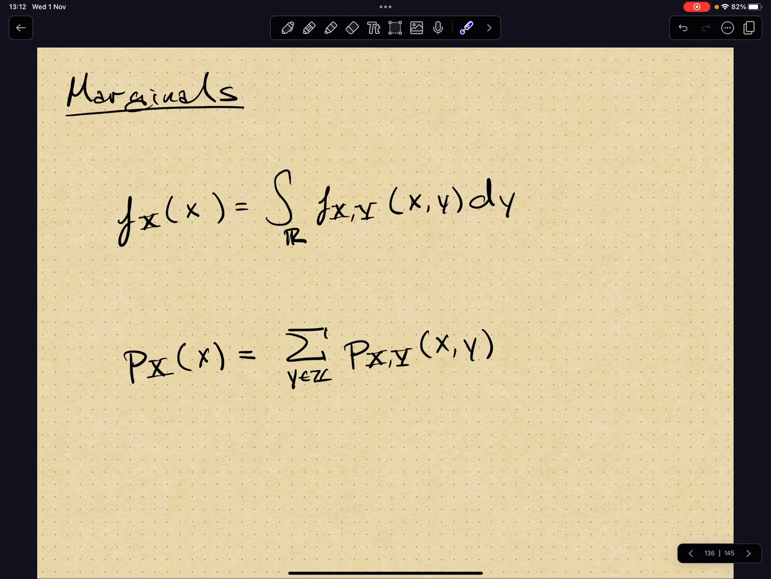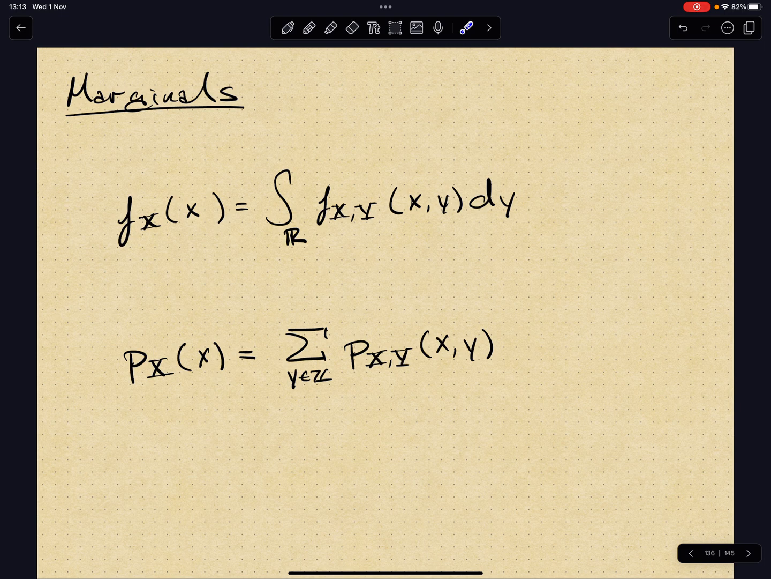All right, let's continue. Now that we have a probability mass function for two random variables or more, or the probability density function of two random variables or more, now we want to do the operation of forgetting information. And this is what a marginal is. If you want to forget information, that's what you're going to call the marginal.